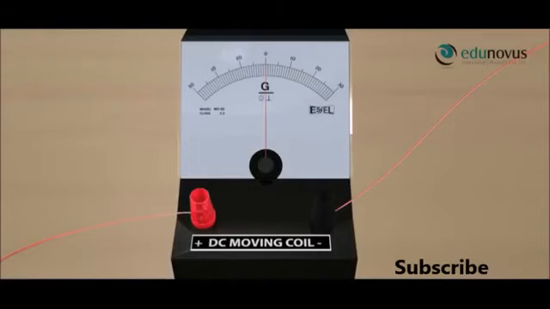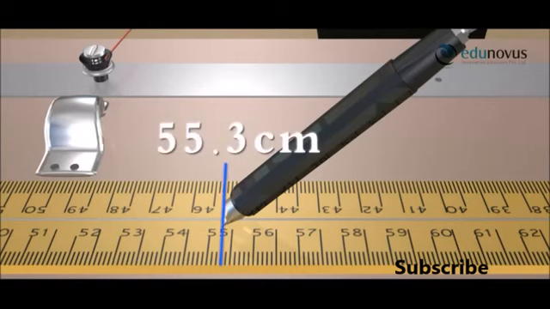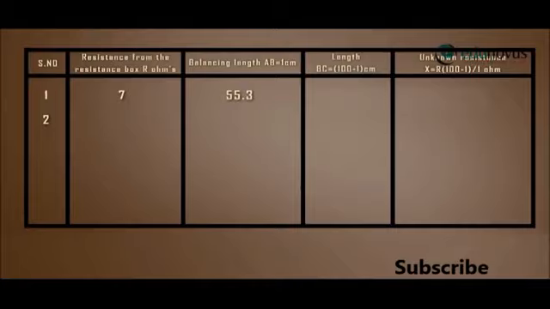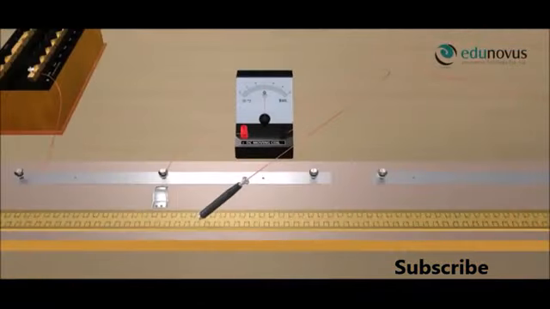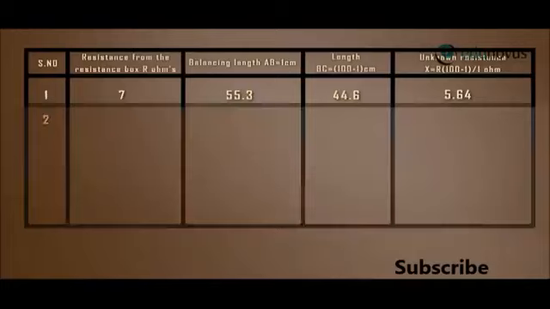As you can see, the galvanometer shows null deflection. So, let us measure the length of the wire. It is 55.3 centimeters. For example, tabulate this value as the balancing length AB equal to L centimeters. Therefore, calculate the length BC, that is 100 minus L, which is 44.6 centimeters. Unknown resistance X is calculated using the values of AB, BC and R.